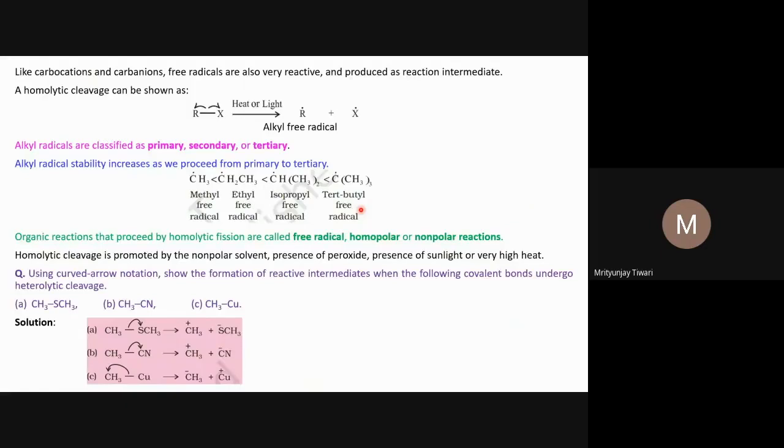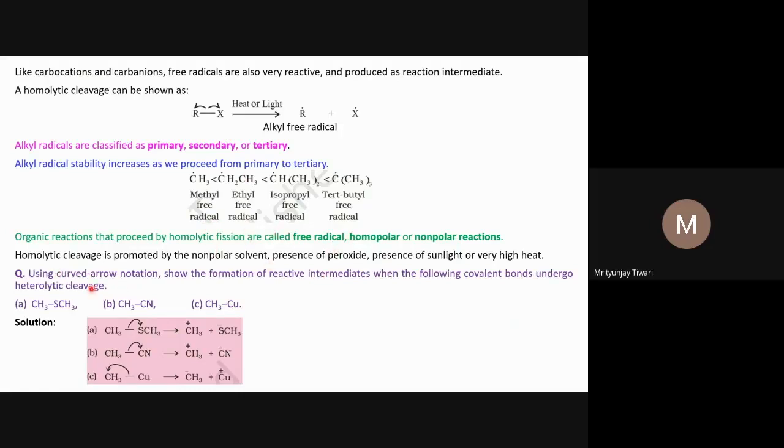And what is a tertiary, secondary, primary carbocation or free radical or carbanion? This I have explained. If the carbon atom is associated to one alkyl group, it is primary, like this. If this carbon atom is associated to two alkyl groups, secondary, and if it is associated to three alkyl groups, tertiary. No alkyl groups, then methyl.